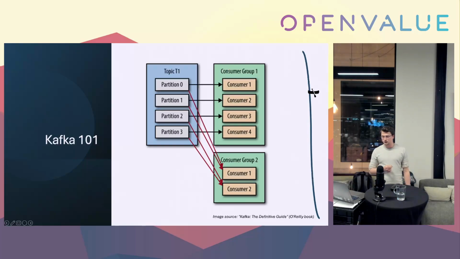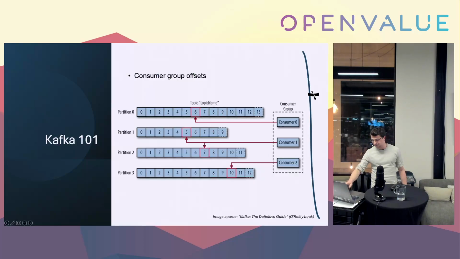In consumer group 2, you see there are only 2 consumers, and then they both get 1 partition. So that also determines your scalability, because if you have 5 consumers, then one of them will be idle. So that's an important design choice to make when you determine the number of partitions.